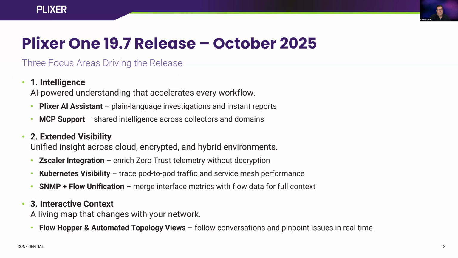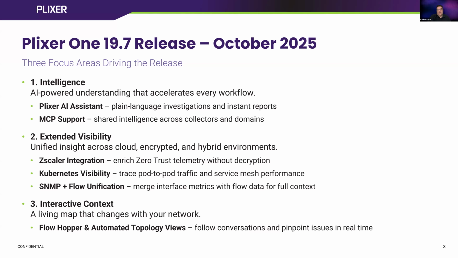The major features of this release: basically every capability is supported by one of three strategic areas: intelligence, visibility, and context. First off is intelligence. This is where Plixer is releasing new functionality to move AI from buzzwords and novelty to real utility. So we've created the Plixer AI Assistant. It's embedded AI directly into Plixer One to help with analyst workflows, making navigation of the product as easy as just asking a question.